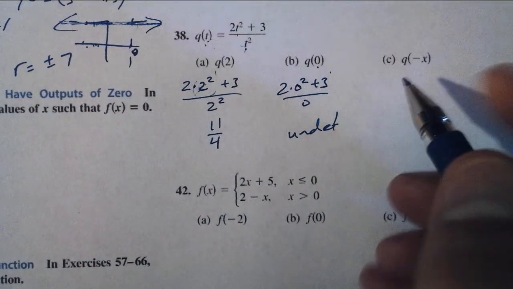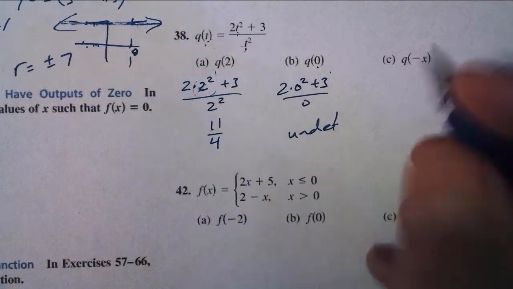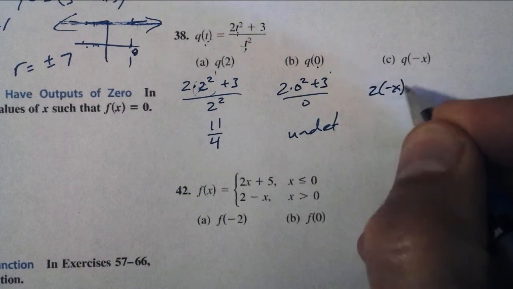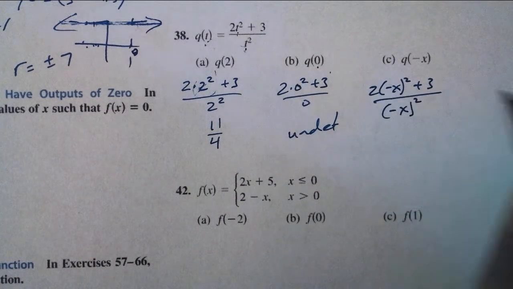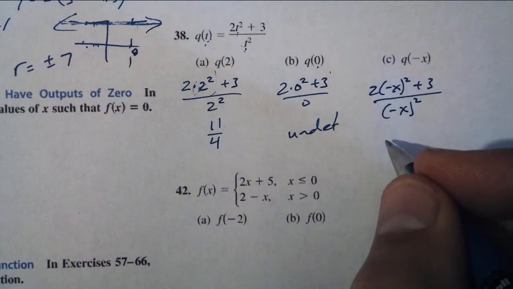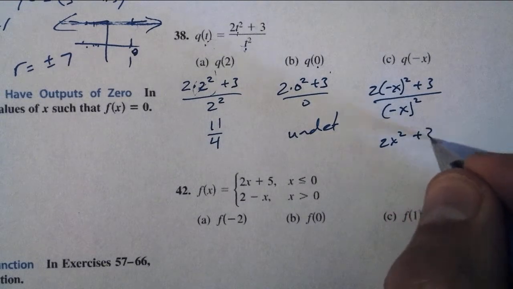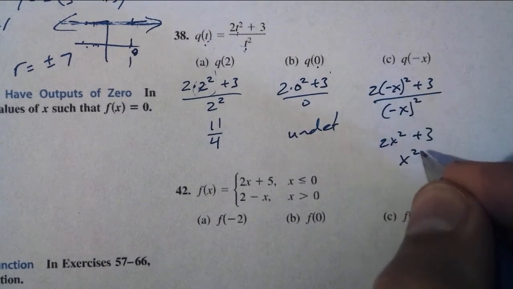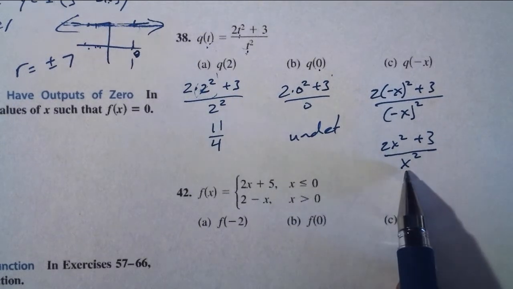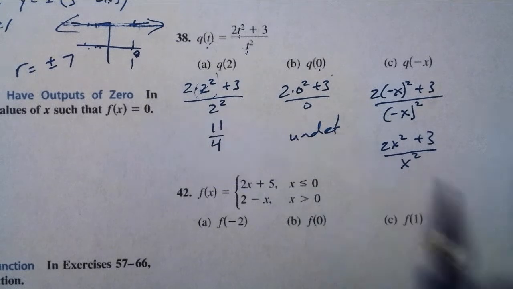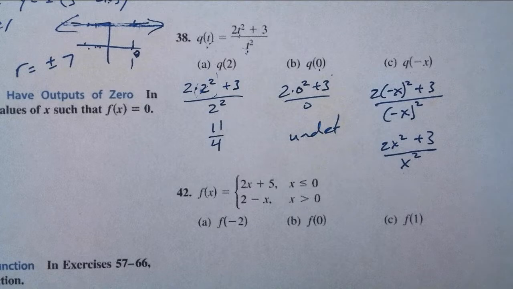And Q of negative x takes the place of t. So I get 2 times negative x squared plus 3 on negative x squared, which we know is 2x squared plus 3. The negative gets absorbed on x squared. And we can tell that x cannot be 0 here. And that would be Q of negative x.